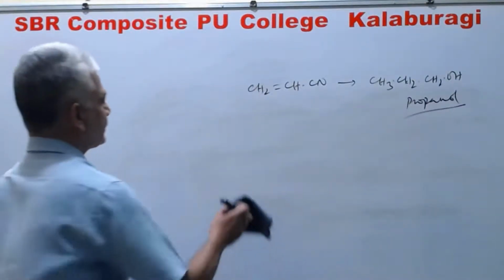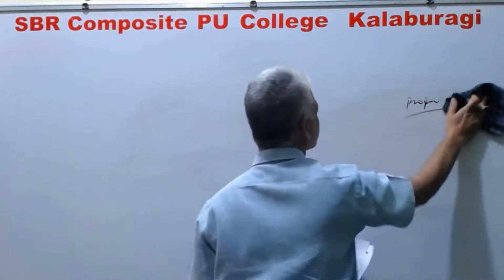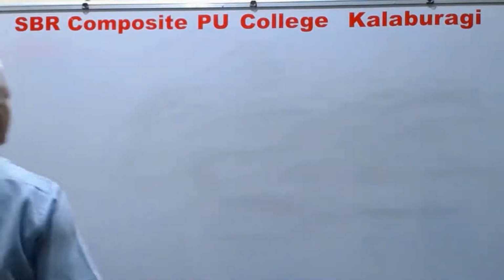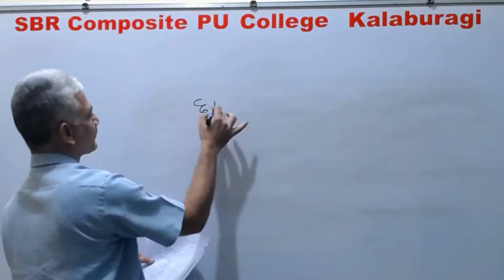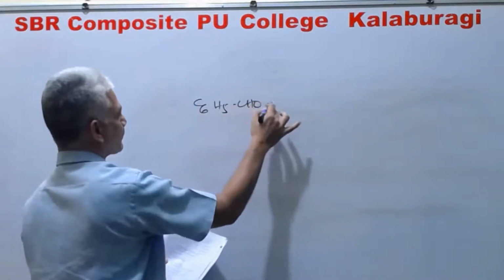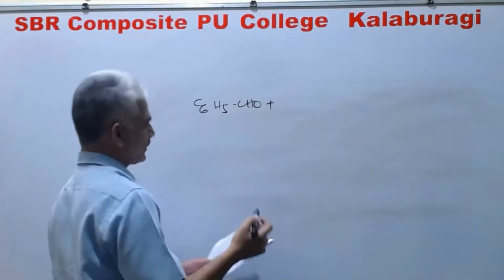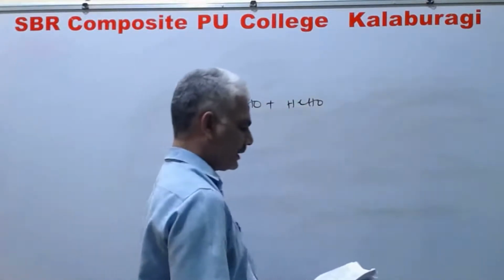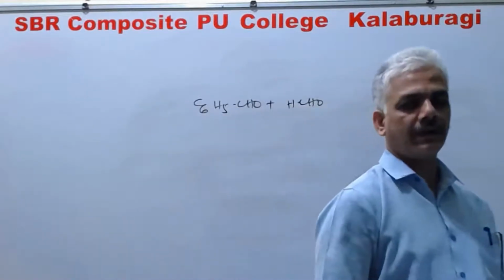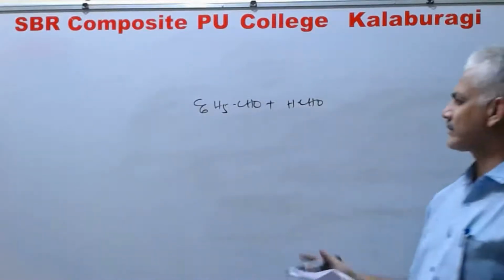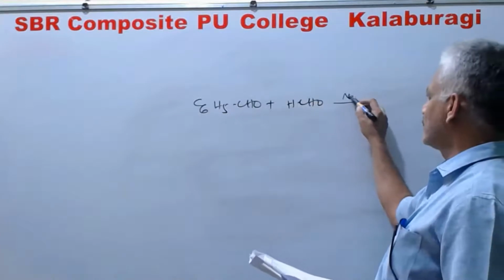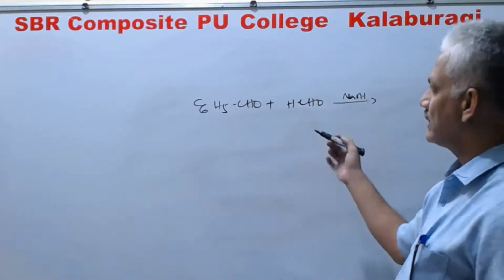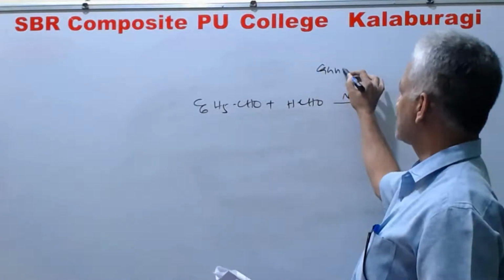A mixture of benzaldehyde and formaldehyde on heating with an aqueous sodium hydroxide solution gives... So both the aldehydes have no alpha hydrogen. So here the Cannizzaro reaction takes place.